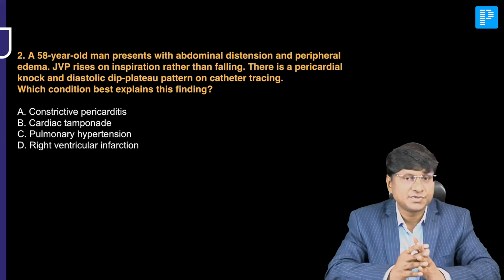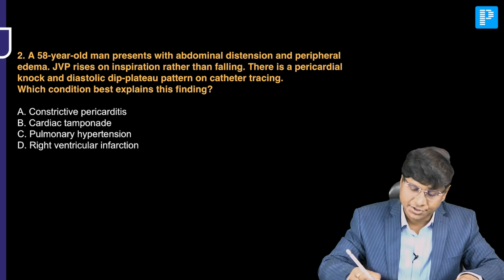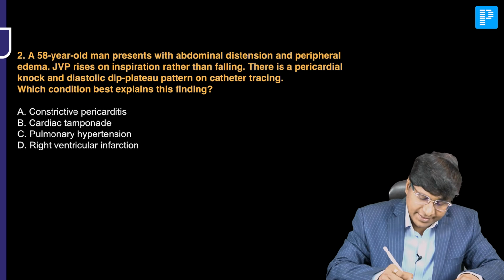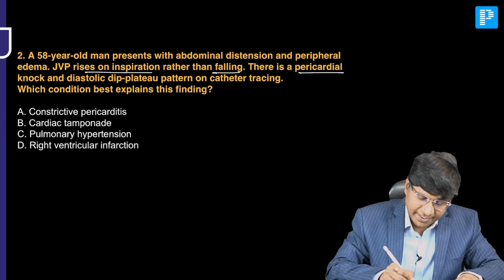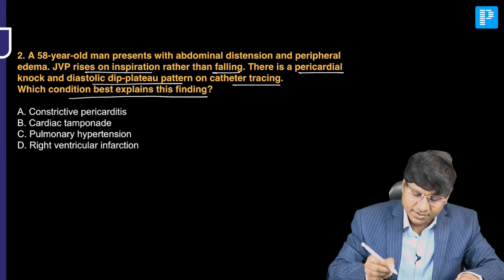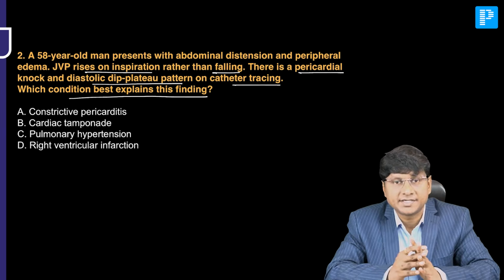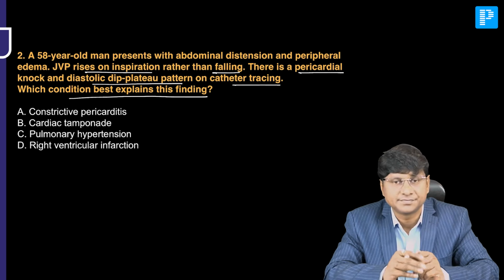Next. Okay. So if you see the second question, we have a 58-year-old man presenting with abdominal distension and peripheral edema. The JVP rises on inspiration rather than falling. There is pericardial knock and diastolic dip plateau pattern on the catheter tracing. Which condition best explains this finding? The constrictive pericarditis, cardiac tamponade, pulmonary hypertension, and then right ventricular infarction.